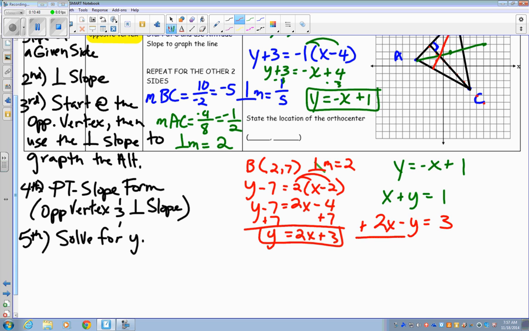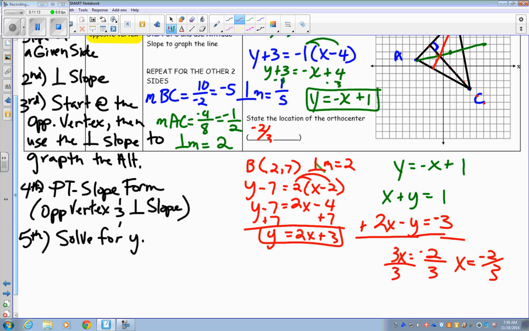And then I can see right now, I can eliminate my y's. So this would give me 3x equals 2. Oh, forgot, that's going to be a negative. So it's not 2. It's going to be 3x equals a negative 2. And then divide by 3. So x equals a negative 2/3. So that's the x coordinate.